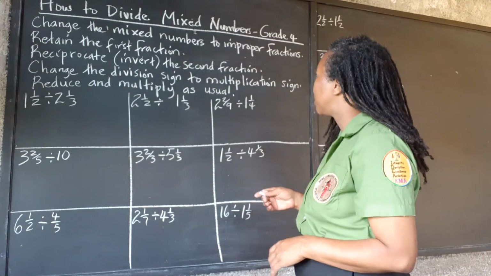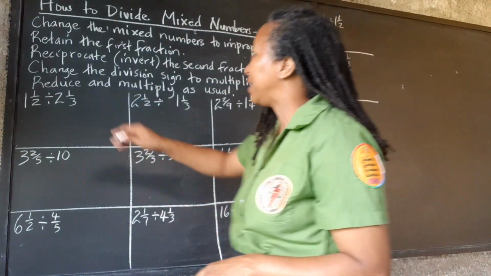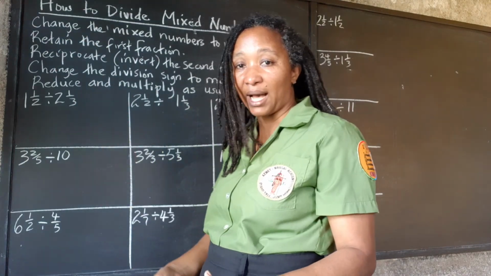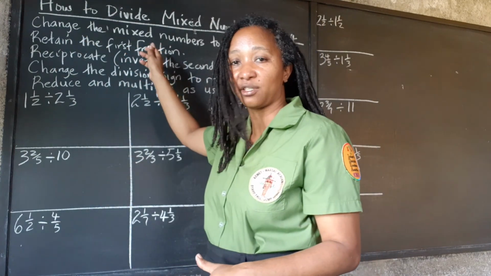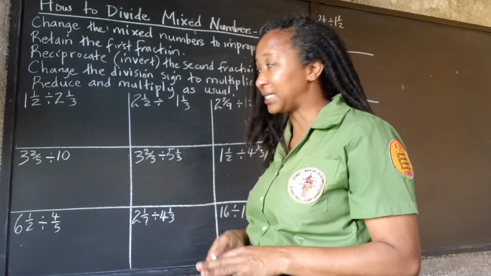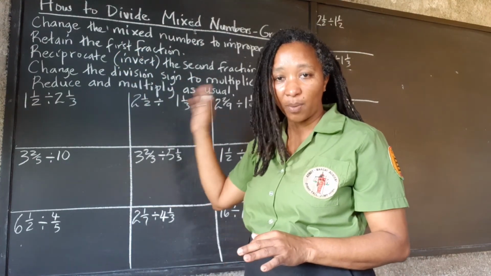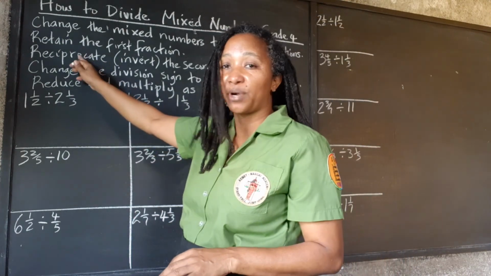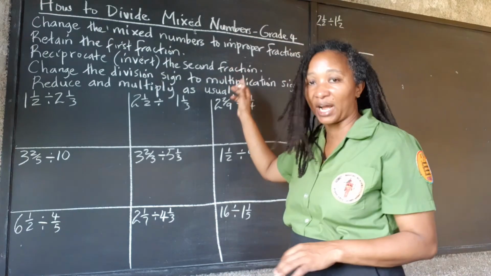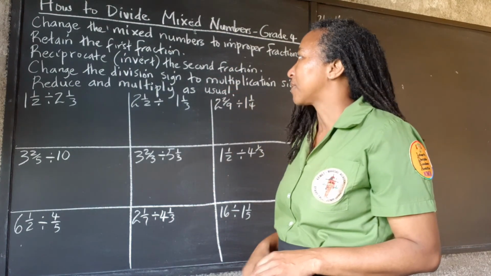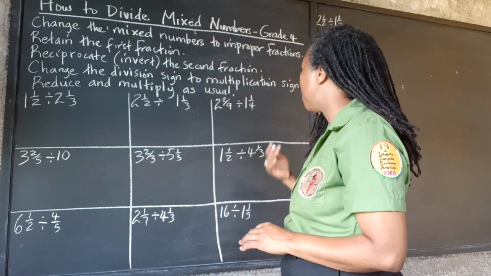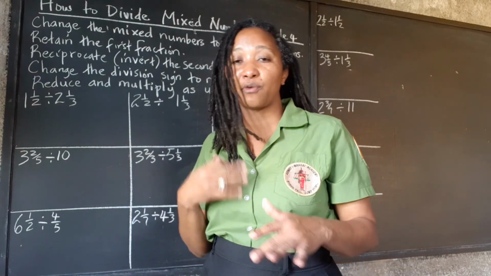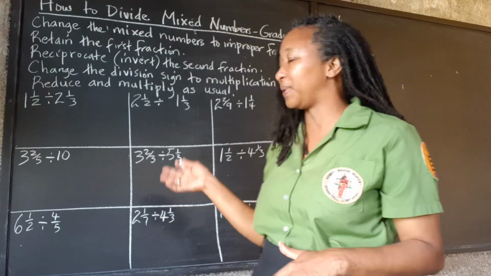So we change the mixed numbers to improper fractions. We are going to retain, or keep, or write back as is the first fraction, in improper fraction form. Then we're going to reciprocate or invert the second fraction. Change the division sign to multiplication sign, and then we have to reduce. We have to see if we can reduce the fractions and multiply as usual.